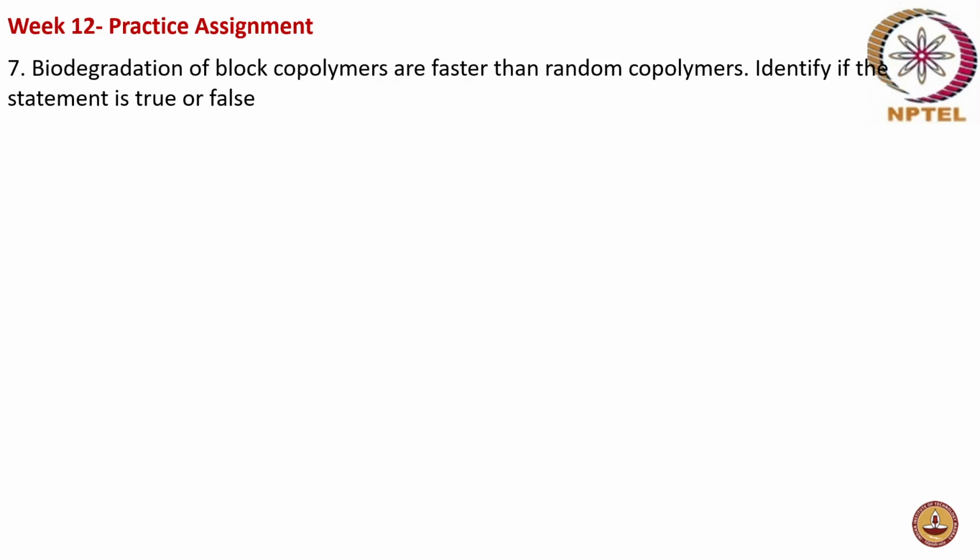Now the next question. Biodegradation of block copolymers is faster than random copolymers. Identify if the statement is true or false. It's false. Then you're saying that random copolymers can be biodegraded much faster than block copolymers. Can you justify why? In a random copolymer, the diffusion happens very fast, but in a block polymer, you have to diffuse the whole molecule.